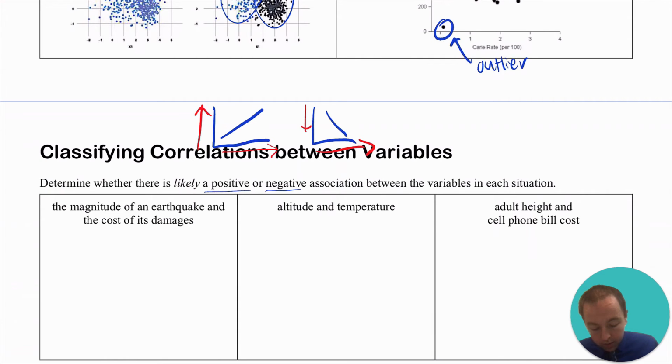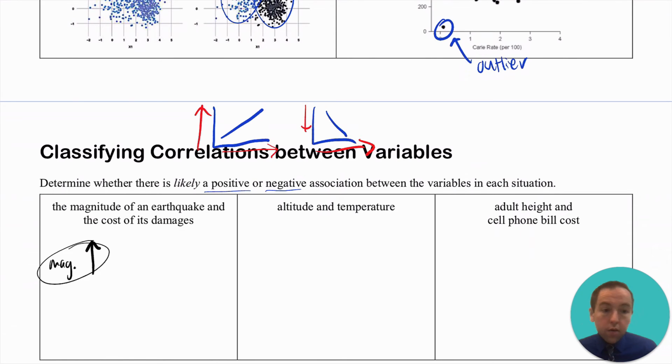So let's take a look at these examples. In the first one, we want to establish what type of relationship we might see between the magnitude of an earthquake and the cost of its damages. What you want to think about is, what would happen if we increase the magnitude of an earthquake? How would that impact the other variable here, which is the cost of its damages?